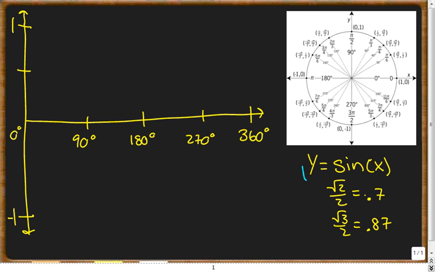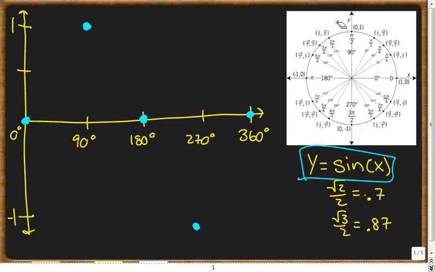For the equation y equals sine x, we start off at 0. This is an important fact: sine starts at 0. Now, as we move along, let's say we go to 90 degrees. The sine of 90 degrees is 1. The sine of 180 degrees goes back to 0. The sine of 270 degrees makes -1. And then the sine of 360 goes back to 0.